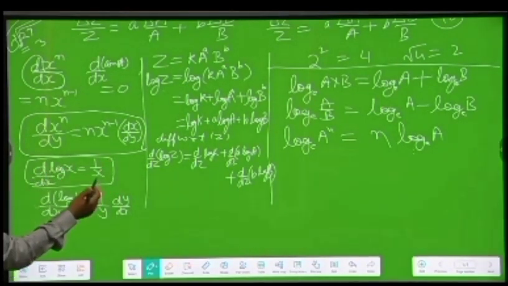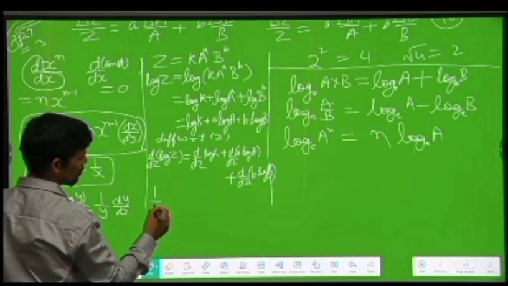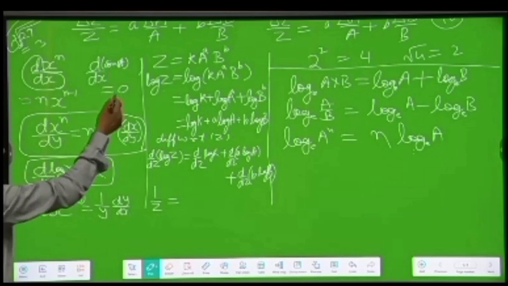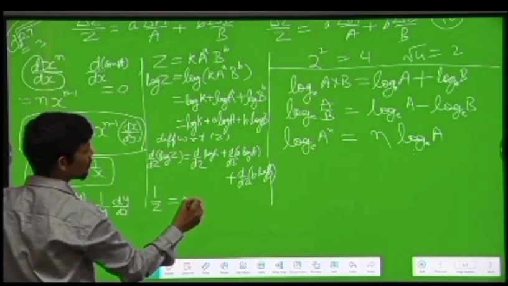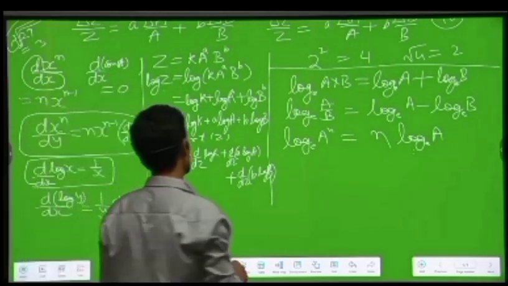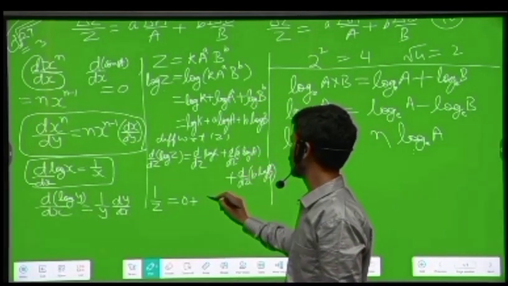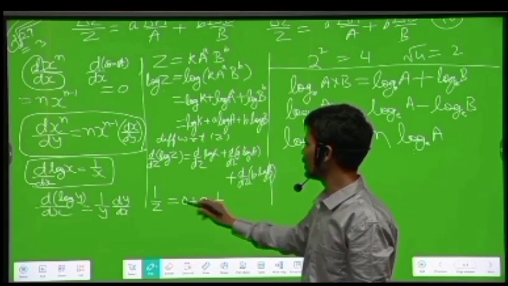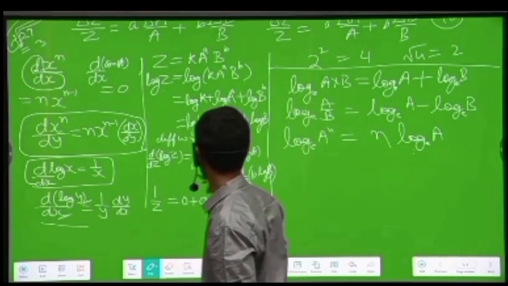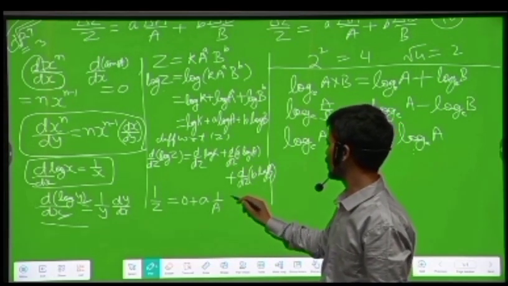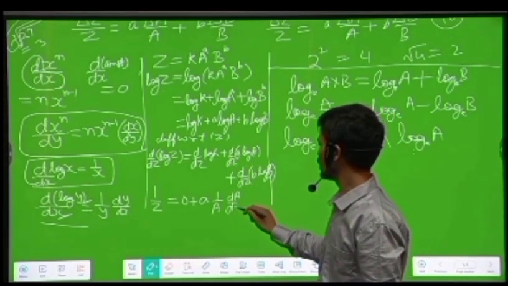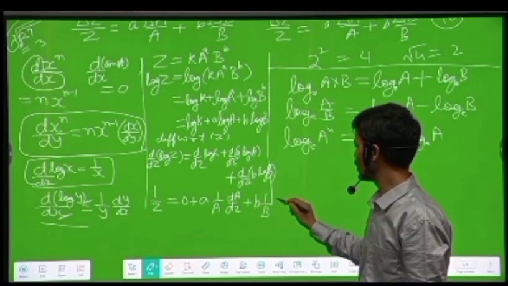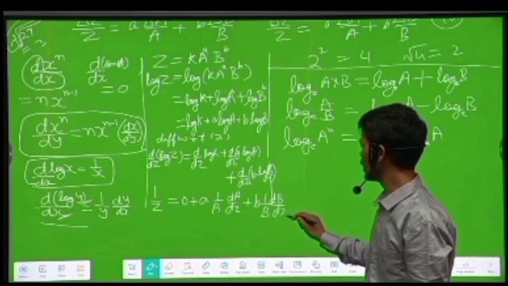Both variables are same, so 1 upon x. So here 1 upon z. Then d log k by dz. This is a constant, so differentiation of constant is 0. That is why I have told you that the constant part will be eliminated. Now here this constant will not be affected, and this log a, 1 upon a, it will be something like this, because variables are different. There is a, there is z. So 1 upon a, and then dA by dz plus then b, and 1 upon b dB by dz.